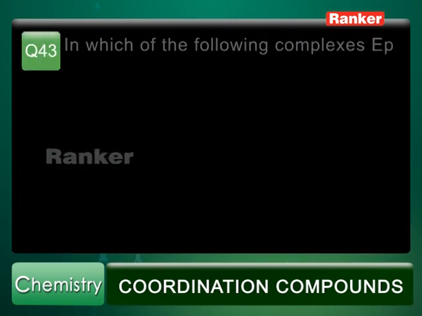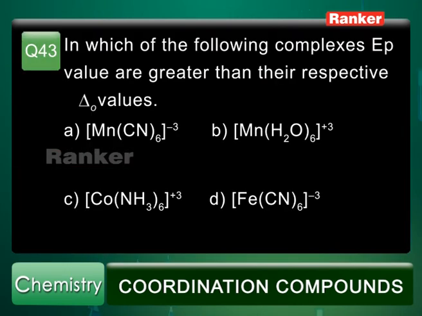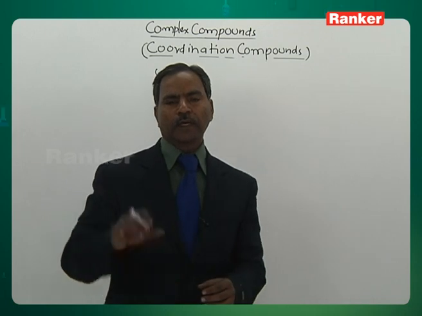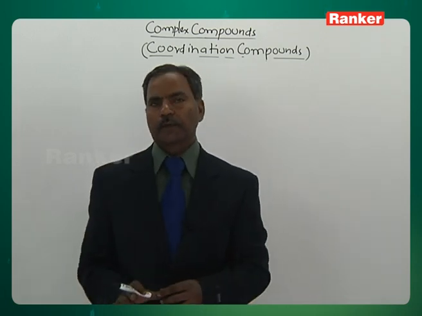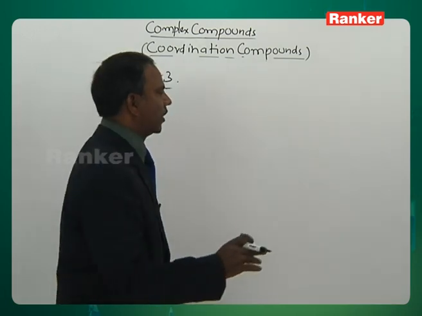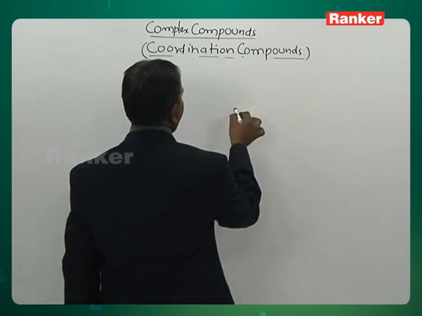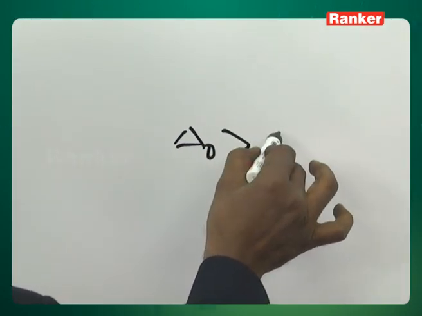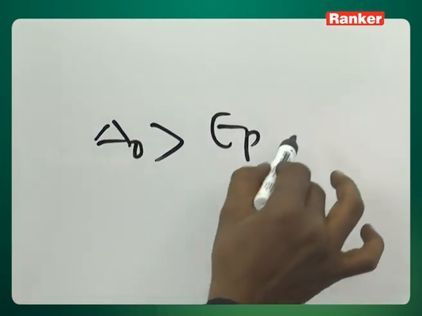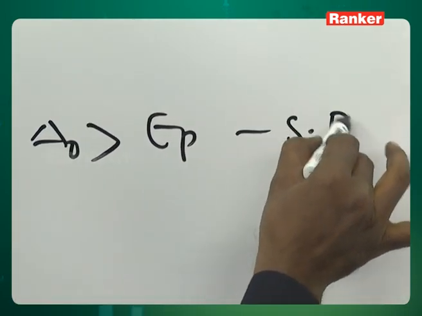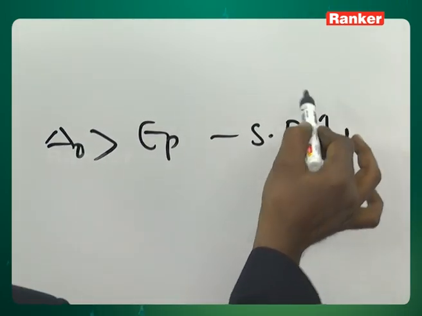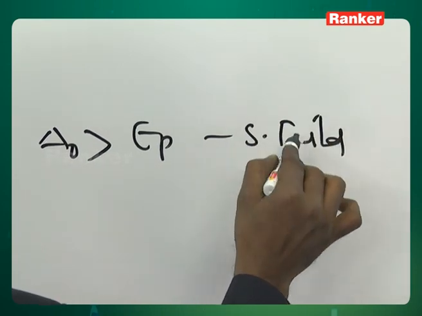Question number 43. Which of the following complexes have EP values greater than their respective delta O values? Now we are comparing EP, which stands for energy of pairing. Delta O is the splitting. Wherever delta O dominates EP, that will be a strong field ligand.